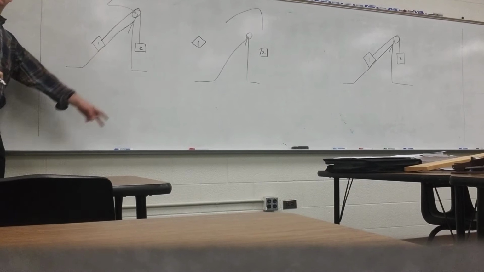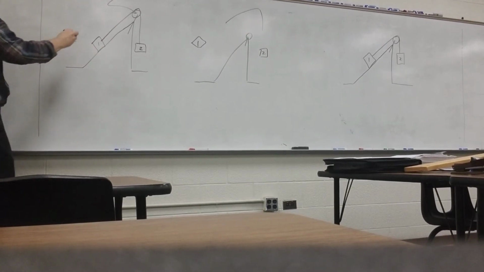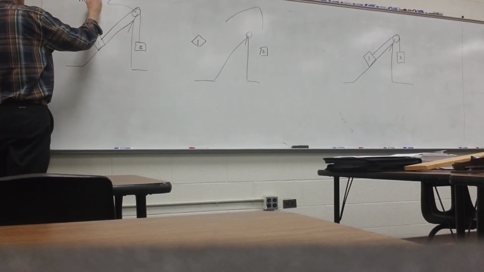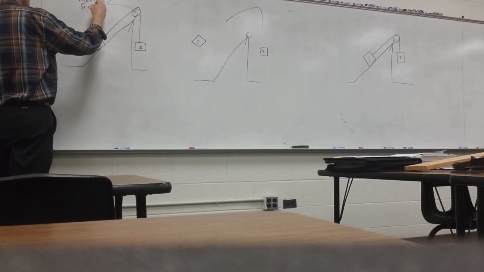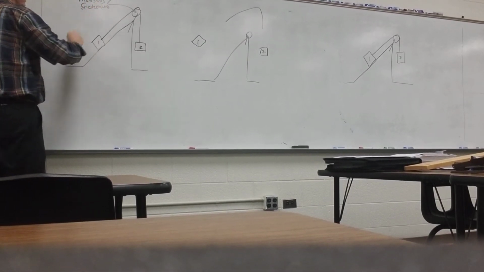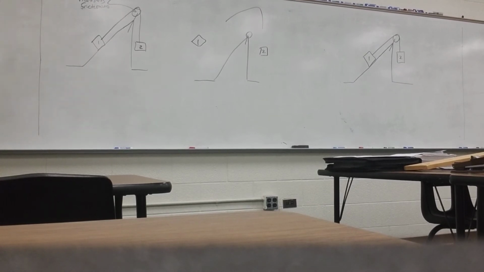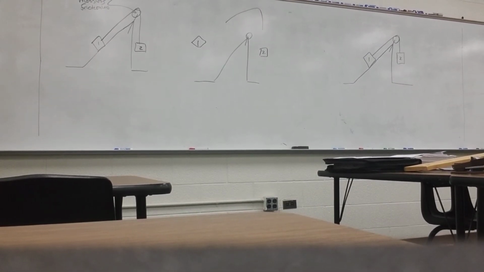An ideal pulley has two characteristics. It is massless, and it is frictionless. In other words, our ideal rope is just going to slide right over the pulley, and the pulley is just going to sit there. The pulley is not going to notice anything sliding over it.